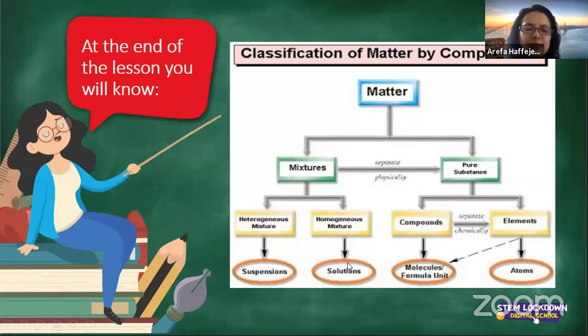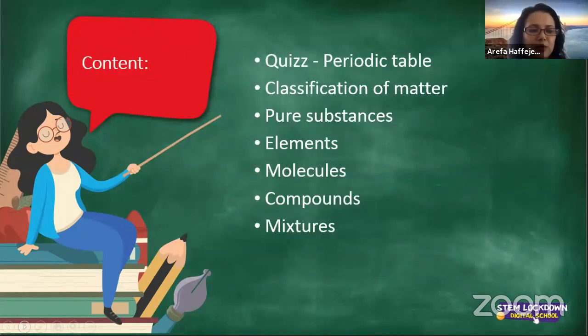Solutions means like when we put sugar in water and we stir it, then the sugar dissolves in the water. Now, when we go to pure substances, we have compounds and we have elements. Remember I told you elements were made up of atoms, and some elements are also made up of molecules. I'll explain later on what molecules are. Pure substances are also made up of compounds. Now, compounds can be separated.